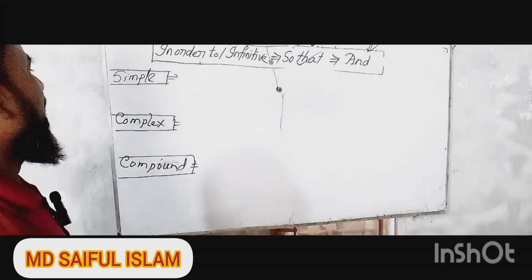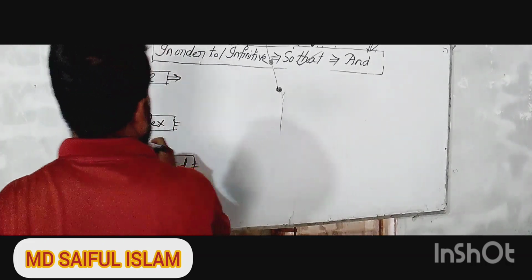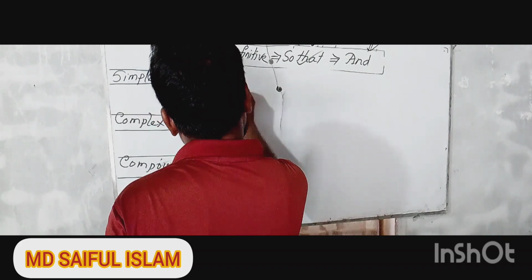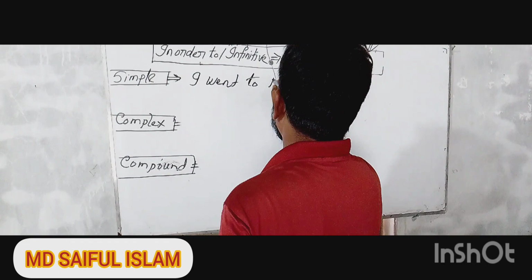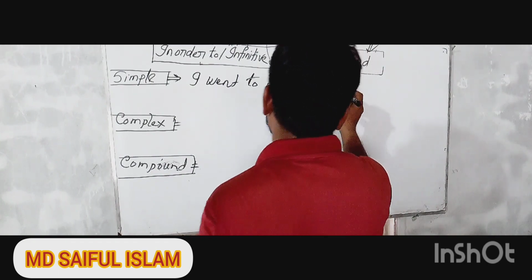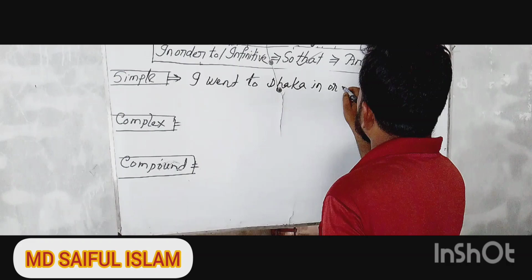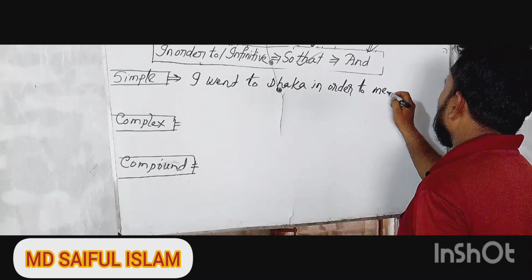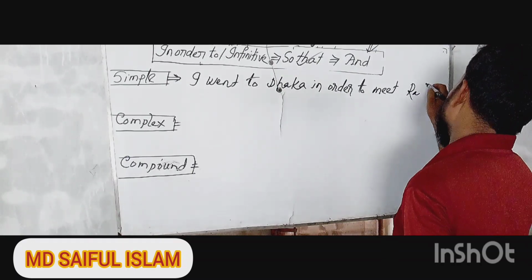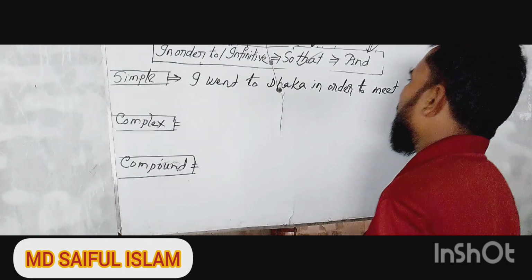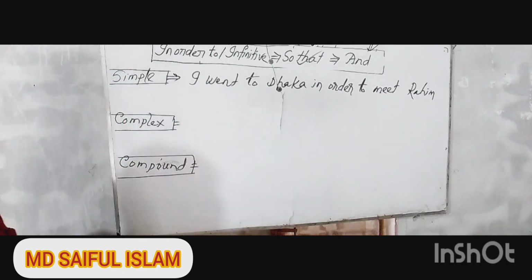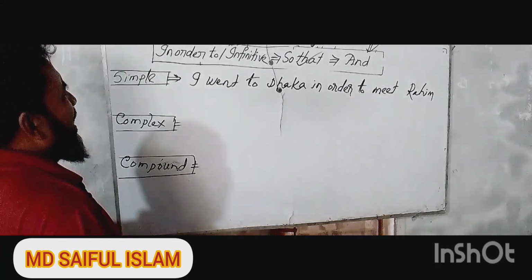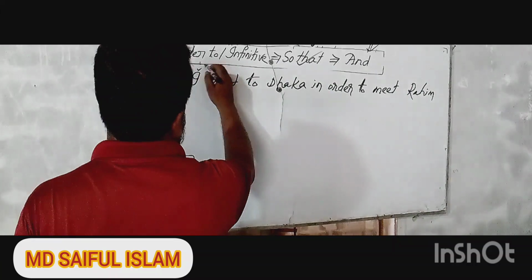Now, only for you, I want to give you another example: "I went to Dhaka in order to meet Rahim." Try to understand what category of sentence this is. This is of course a simple sentence because this sentence possesses one subject and one finite verb.